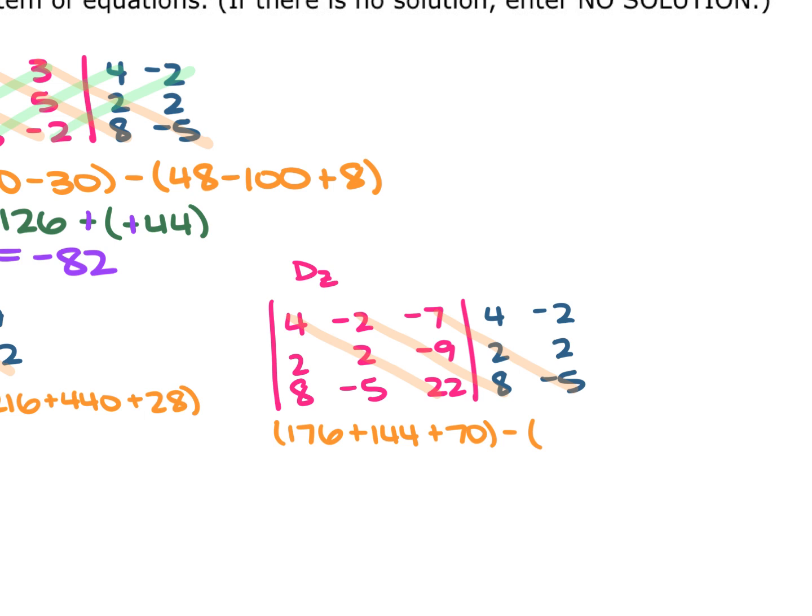You're going to subtract that with your multiplication going bottom to top. So first one you have is 8 times 2 times negative 7, which is negative 112. Then negative 5 times negative 9 times 4, which is 180. Then 22 times 2 times negative 2, which is negative 88. Combine your like terms. 176 plus 144 plus 70 gives you 390. Minus negative 112 plus 180 minus 88 gives you negative 20.